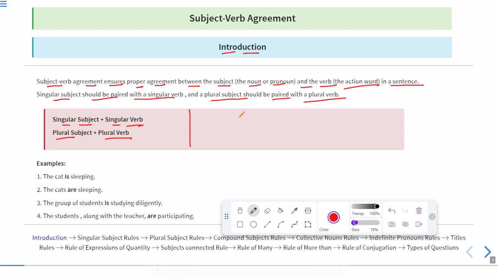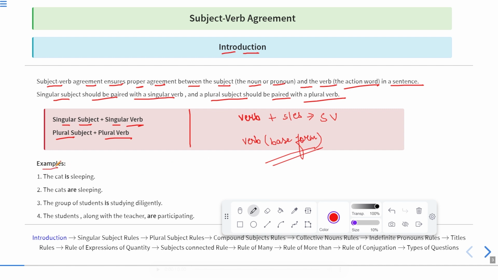Also, how do we make a verb singular? We just add s or es to it, which makes it a singular verb. Whenever we have the base form of the verb, we add s or es to it, which makes it singular. However, the verb's base form, that is the first form, is always plural.